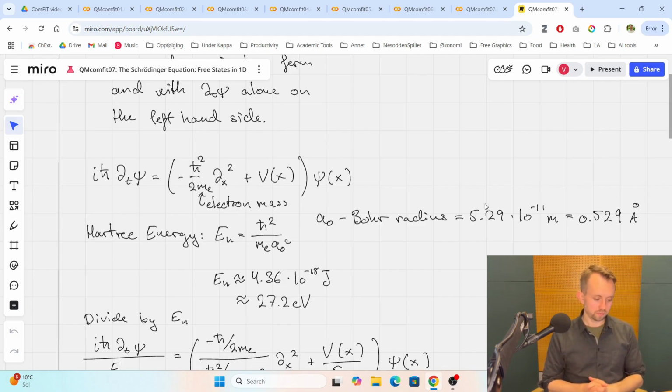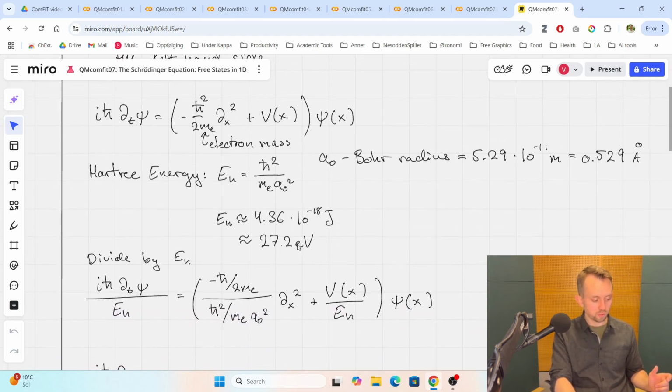5 times 10 to the negative 11 meters, or if you'd like 0.5 ångström. So the Hartree energy is like an energy associated with the electron in the hydrogen state, essentially. It's given by 4.36 times 10 to the negative 18 joules, or 27.2 electron volts.